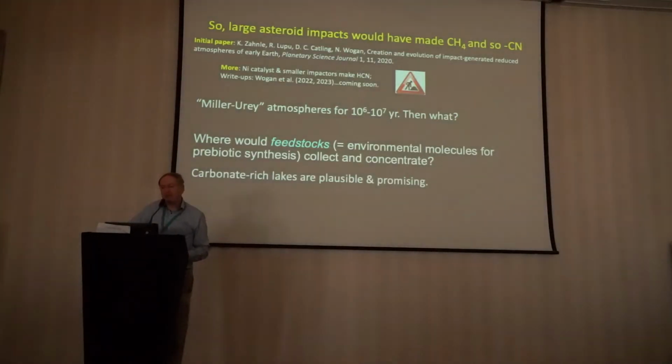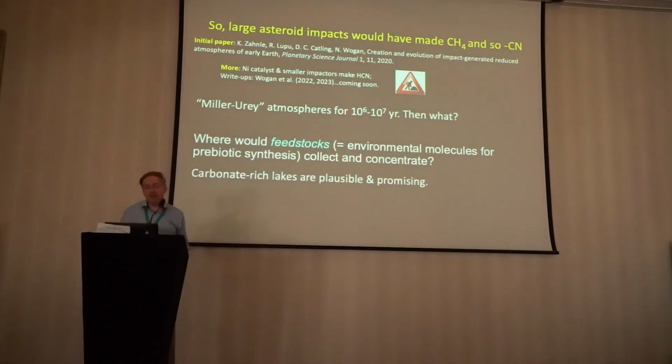So large asteroid impacts would have made methane and consequently cyanide. We've got an initial paper on that, and my student is busily running models and will write some papers coming out probably next year, where we're considering how smaller impacts can be effective because they have nickel catalysis to make the methane. So then what?